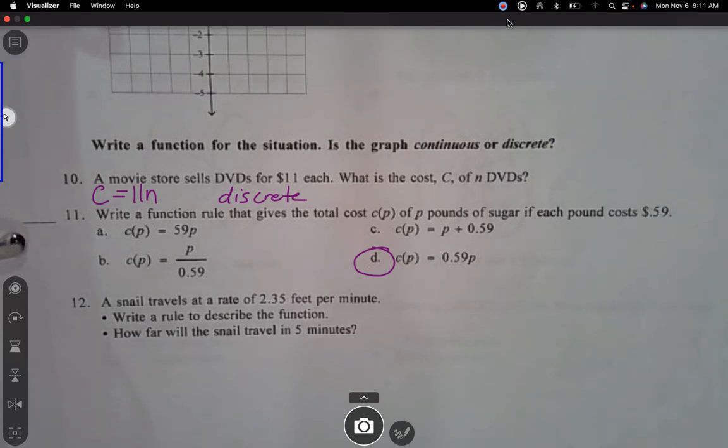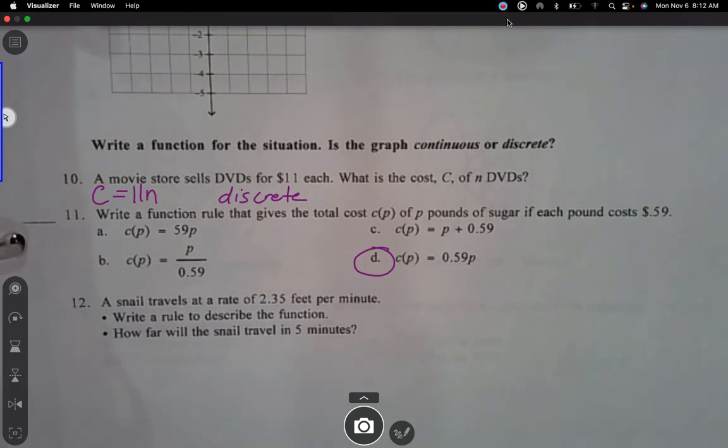Okay, write a rule to describe this function. It's the same exact thing as these two. Okay, it travels at a rate of 2.35 feet per minute. So what do you want this to be? If you're traveling, what 2 things do you normally use? Time and distance. You'll need to know that for science. So let's use, how about D and T? Does it matter? No, you can use one if you would like.